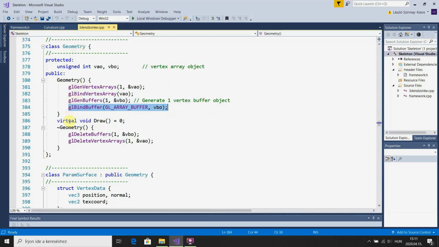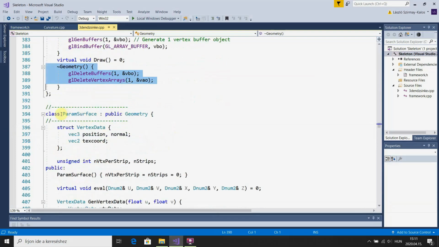Of course, on this level, we do not know how to draw the geometry. On this level, the draw function is just a pure virtual function. If we derive a particular class from this geometry, this draw can be given a real implementation. The destructor of the class releases the vertex array object and vertex buffer object on the GPU.